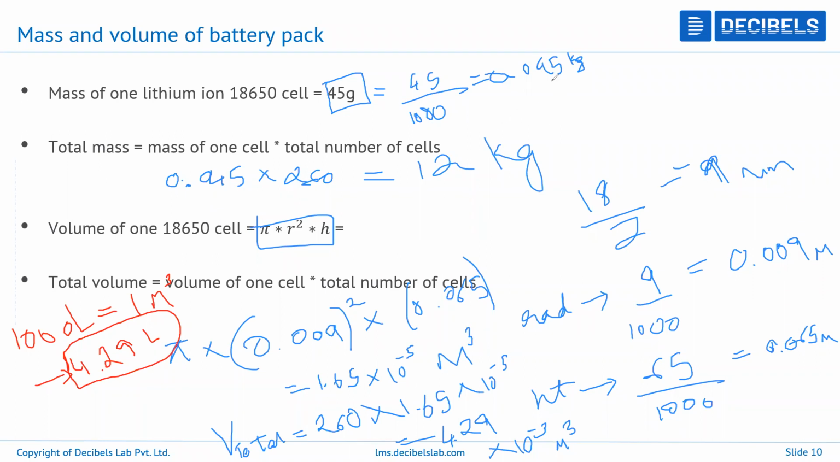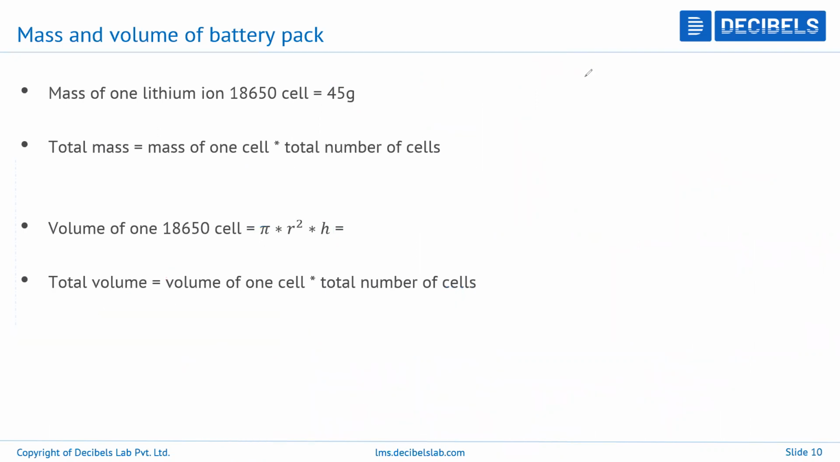I hope that everyone has followed. Has everyone got the same answer? I see one person has, yes, 4.29 liters. Yeah, that is correct. So these are your final values when you're trying to calculate the total mass and total volume of the cell. With that, we have come to the end of today's session.